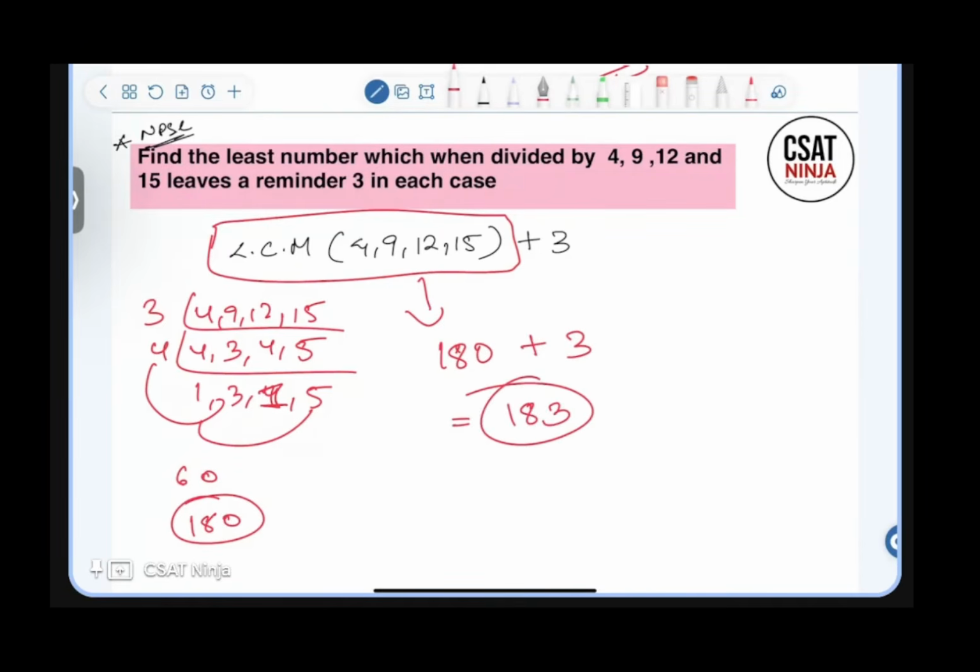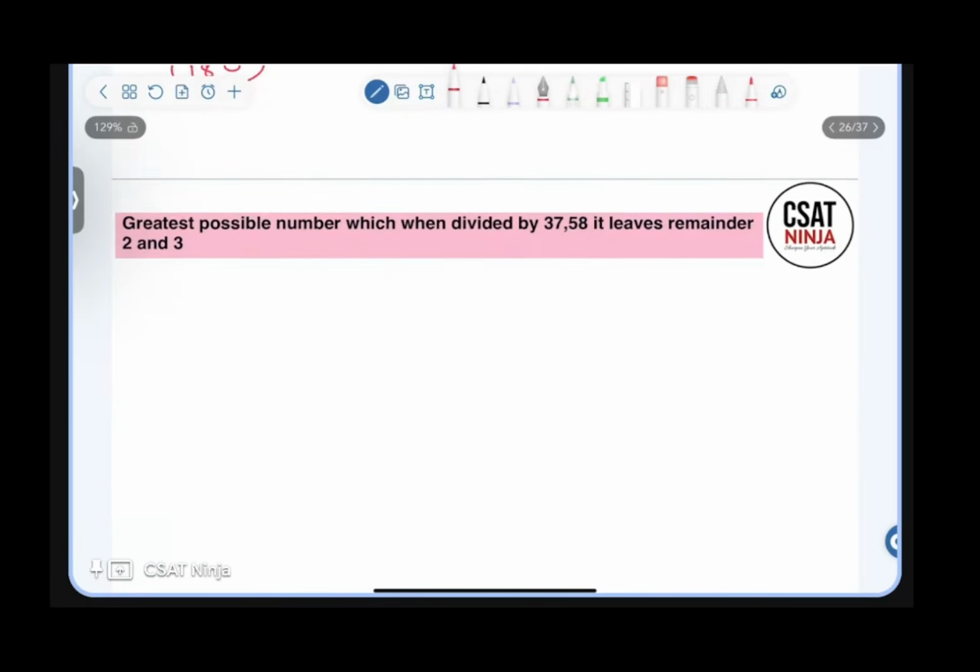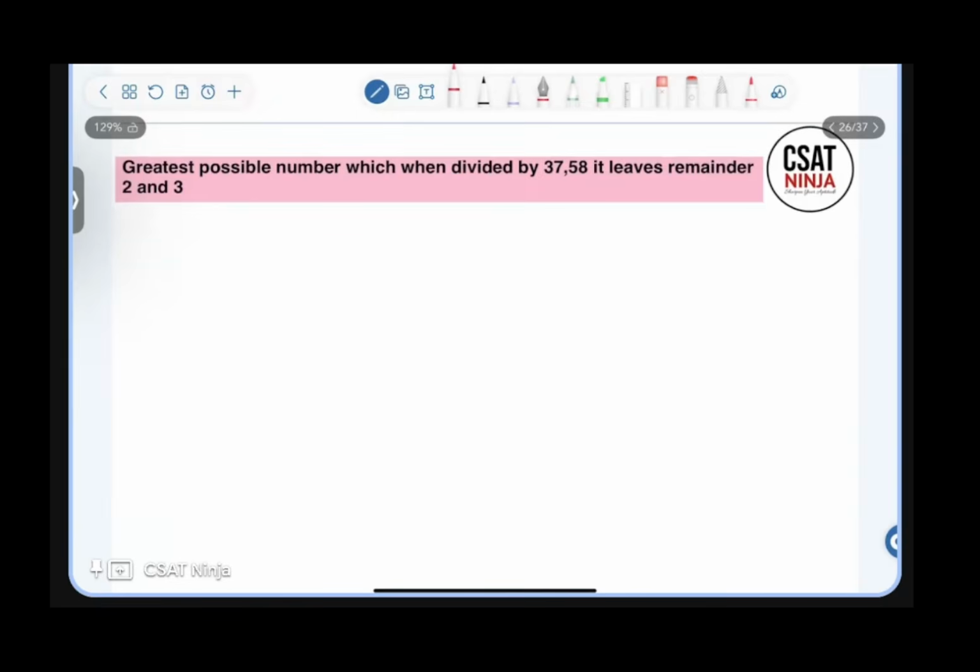So if you see a question like this, you find the LCM of all the terms and add the remainder of each case, okay? So that's how you approach. Next, what about the greatest, the HCF then? Greatest possible number which when divided by these leaves these remainders. In this case, you need to find HCF because greatest means highest.